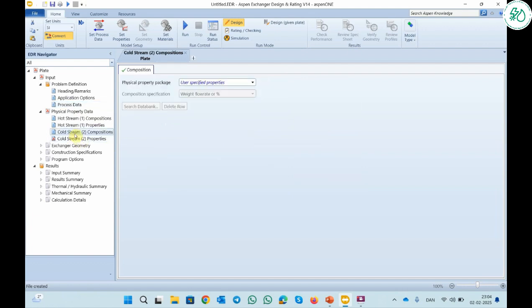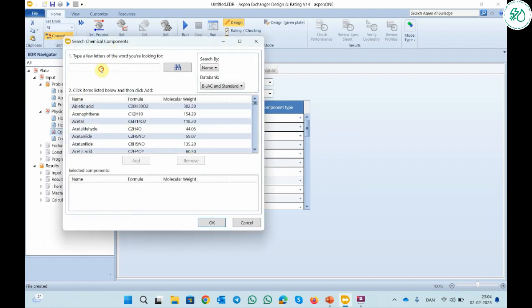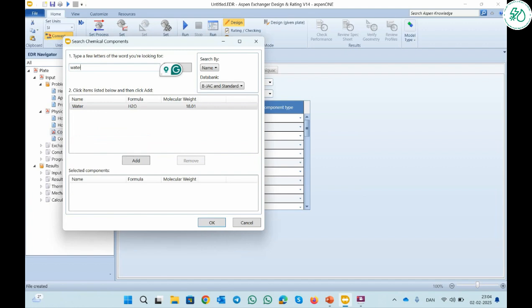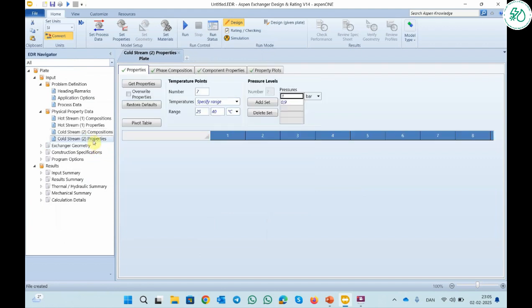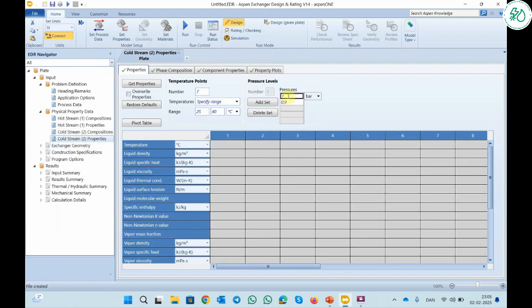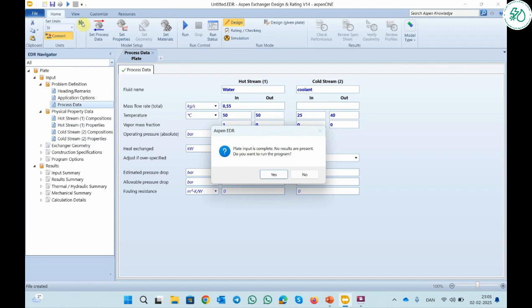Okay, for the cold stream we also select the BJAC library and our fluid is water. We search for water and add water to the system. The pressure for the cold stream is exactly equal to the pressure we input for the cold stream. Okay, I think everything is okay. We go to the next step to check the input information.